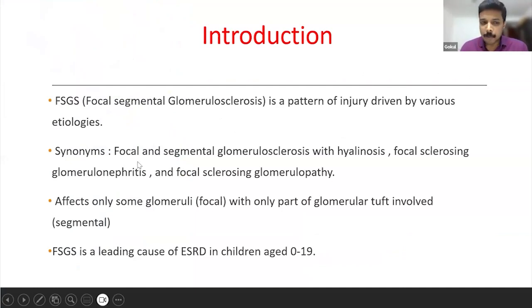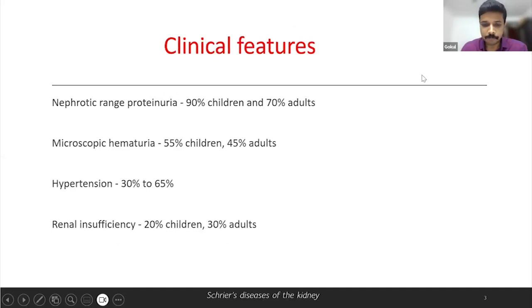It is known by various synonyms: focal and segmental glomerular sclerosis with cyanosis, focal sclerosing glomerulonephritis, and focal sclerosing glomerulopathy. And it is called FSGS because it affects only some glomeruli. So it is focal, and it affects only parts of the glomerular tuft, and so it is called segmental. And FSGS is a leading cause of ESRD in children who are aged 0 to 19.